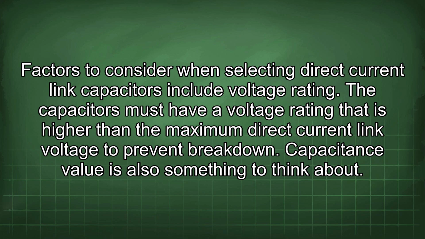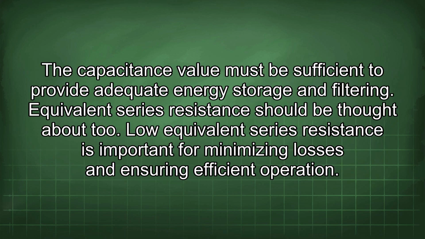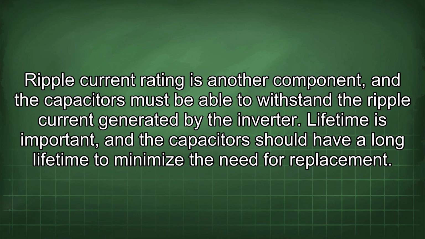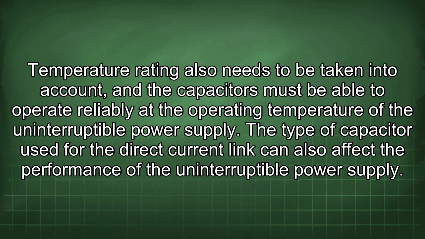Capacitance value is also something to think about. The capacitance value must be sufficient to provide adequate energy storage and filtering. Equivalent series resistance should be thought about too. Low equivalent series resistance is important for minimizing losses and ensuring efficient operation. Ripple current rating is another component, and the capacitors must be able to withstand the ripple current generated by the inverter. Lifetime is important, and the capacitors should have a long lifetime to minimize the need for replacement. Temperature rating also needs to be taken into account, and the capacitors must be able to operate reliably at the operating temperature of the uninterruptible power supply.